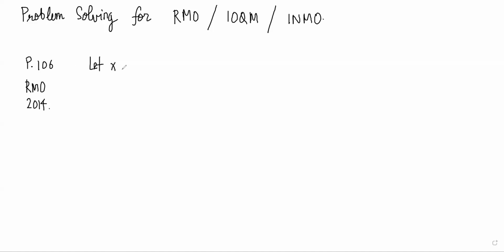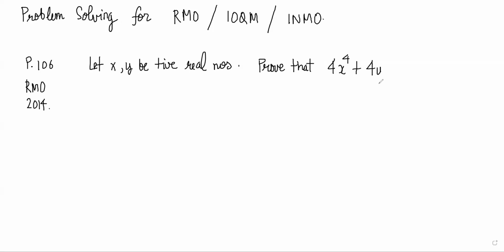Let x and y be positive real numbers. We have to prove that 4x^4 + 4y^3 + 5x^2 + y + 1 is greater than or equal to 12xy. So this is an example of how powerful AM-GM inequality can be, and we'll see how a correct grouping here will give us the answer very easily.